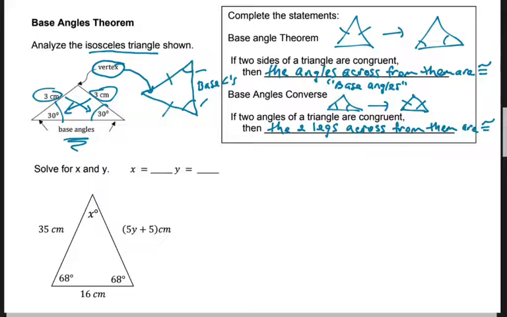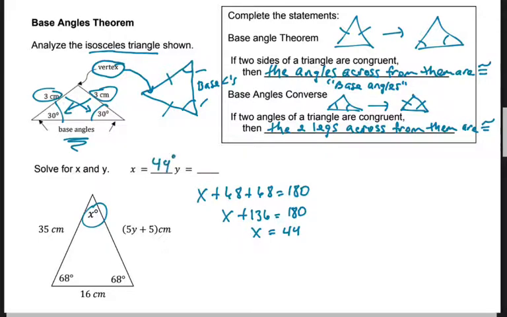All right, so let's look at an example here. This next example is asking us to solve for x and y. I can easily solve for x using our triangle sum theorem. I know that x plus 68 plus 68 equals 180. So when I add 68 and 68, I get 136. And then I subtract 136 from both sides and I get 44. So x equals 44 degrees.